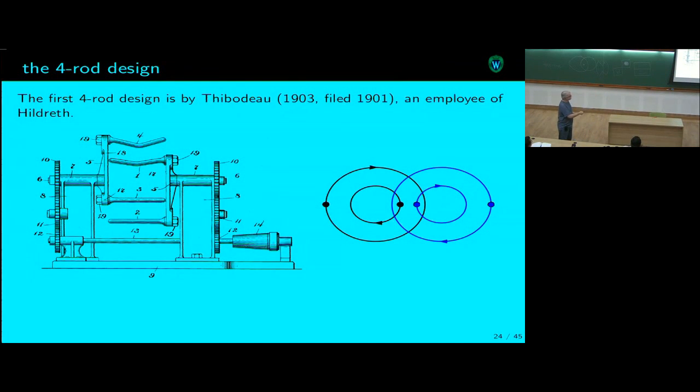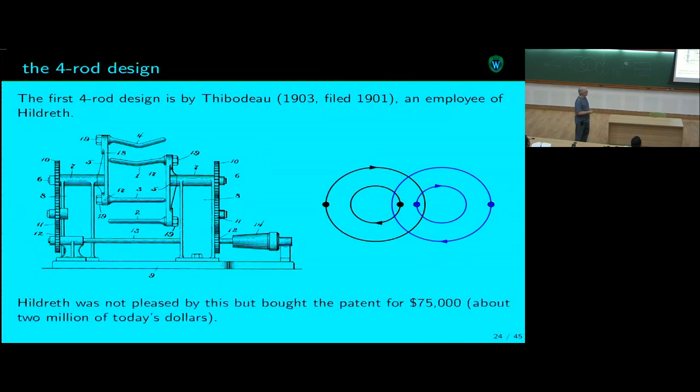He was the first one to really write it down, and filed in 1901, which is, by the way, almost the same as Dickinson, right? The first one that I showed you. So all this happened almost at the same time, which is why there were so many lawsuits. And Hildreth didn't like this, but eventually just, you know, bought the patent for $75,000, which is $2 million.